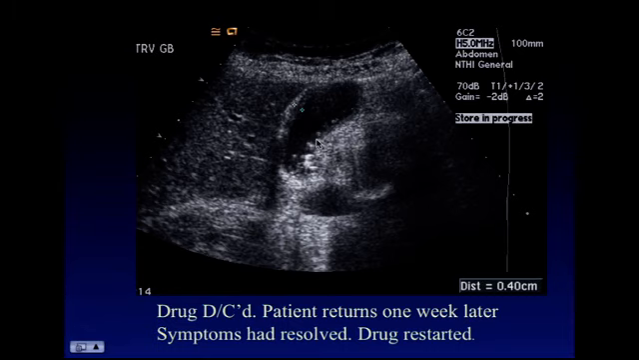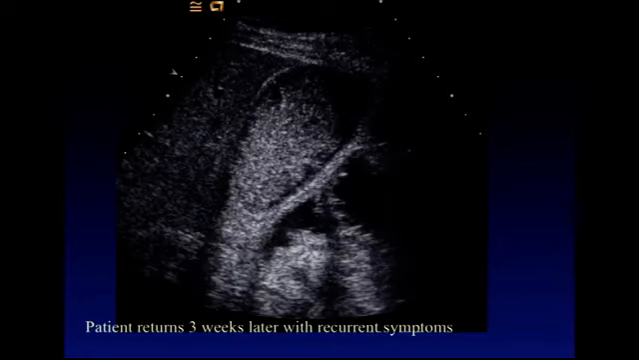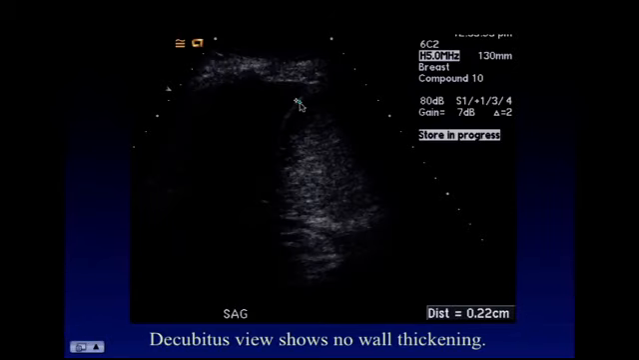But because the drug had been so effective against her metastatic disease, the oncologists were anxious to restart, and they did. And 3 weeks later, she came back, and we have a very similar looking picture. Again, a rather distended gallbladder. But again, note that the wall is not thickened, but it is completely filled with this apparently immobile sludge.